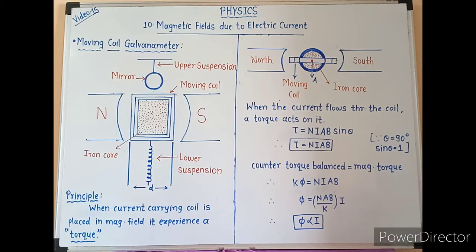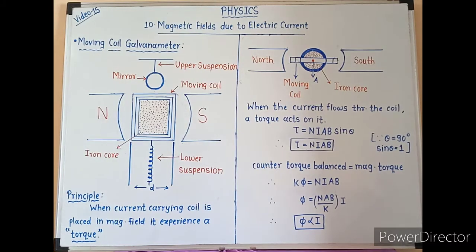This moving coil galvanometer is an instrument which is used for deflection and measurement of small electric current and voltage. Now in this session we will see how torque acts on this MCG, that is moving coil galvanometer.